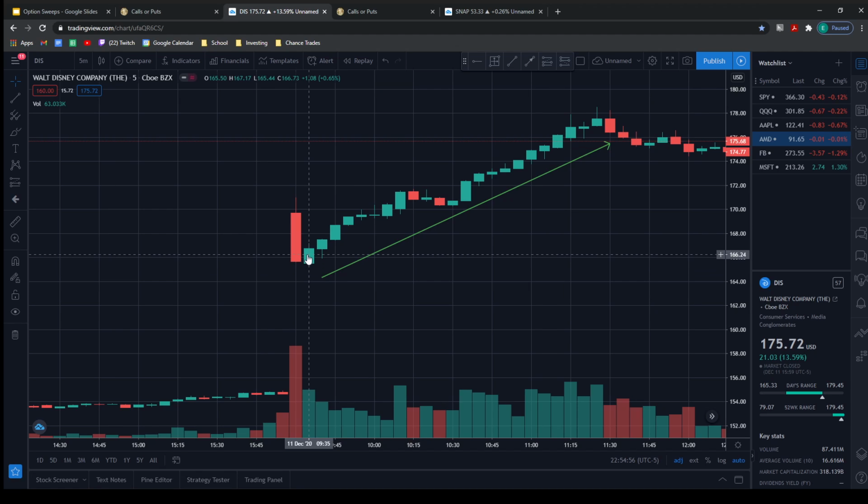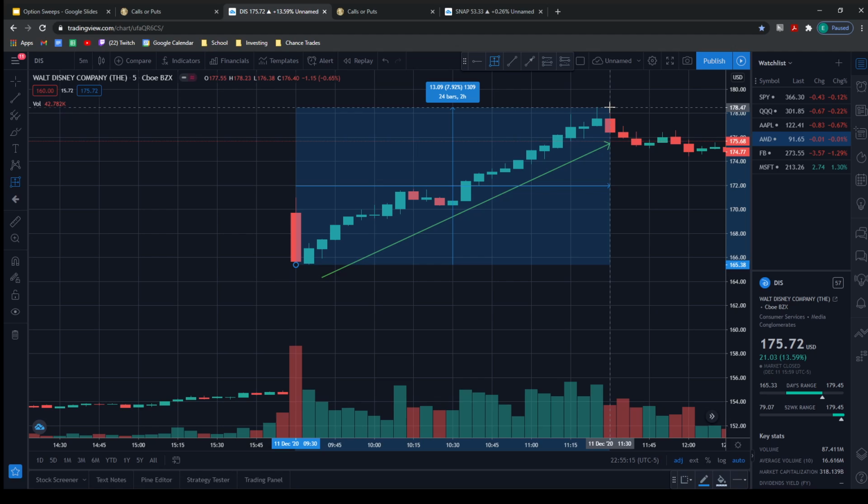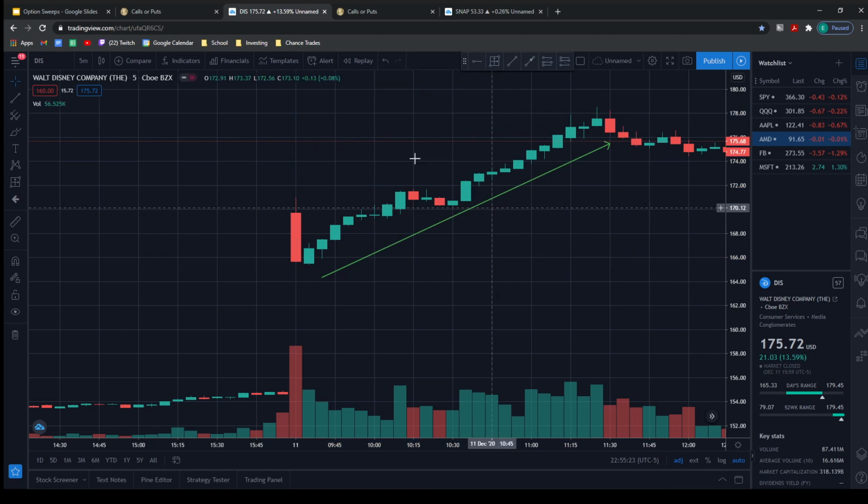And as you can see throughout the day, these calls just kept coming in, consistent flow, and Disney just rallied throughout the day. So if you saw that consistent flow, maybe you liked the volume, maybe it was at a key level, you could join in on the trade and you could have ridden this for a nice gain on the option contracts. As you can see, Disney moved about $13 or 8% on Friday. And if you had option sweeps, you would have been able to capitalize on this move.